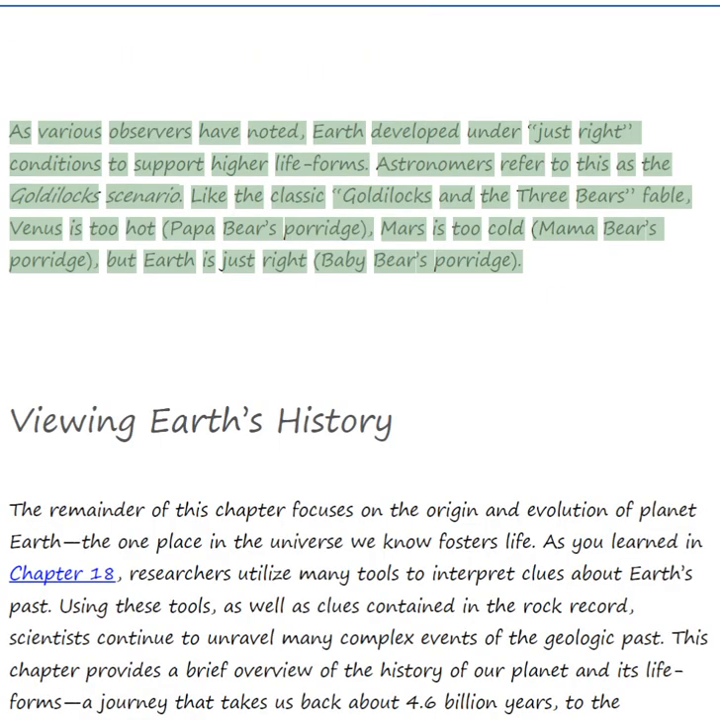As various observers have noted, Earth developed under just right conditions to support higher life forms. Astronomers refer to this as the Goldilocks scenario. Like the classic Goldilocks and the Three Bears fable, Venus is too hot, Mars is too cold, but Earth is just right.